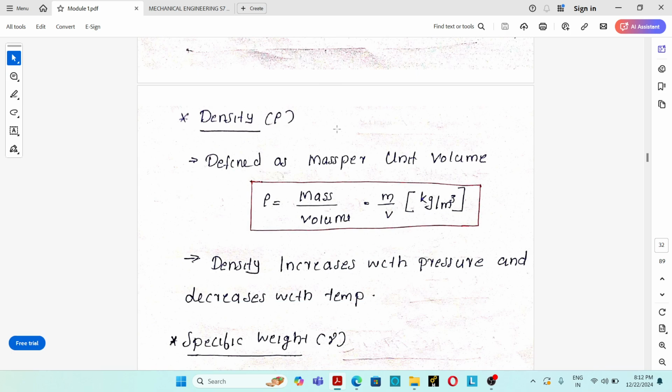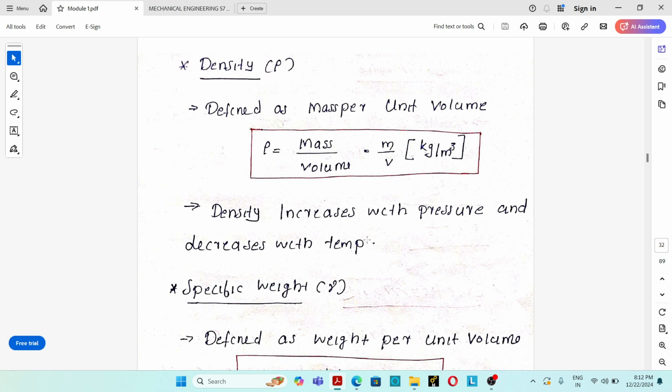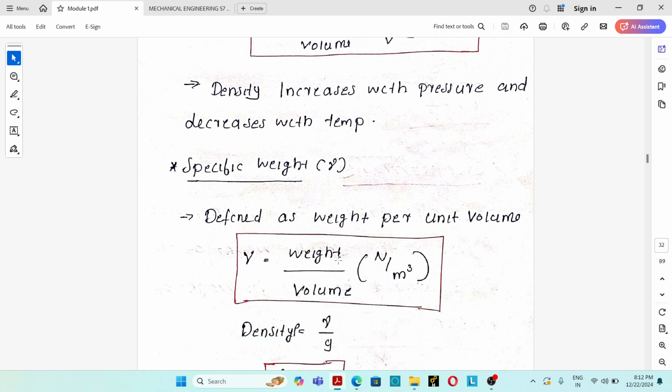Okay, so next I'm going to discuss some general properties of hydraulic oil or a fluid. Density is defined as mass per unit volume. Density is indicated by rho, mass by volume, and the unit is kilogram per meter cube. Density increases with pressure and decreases with temperature.